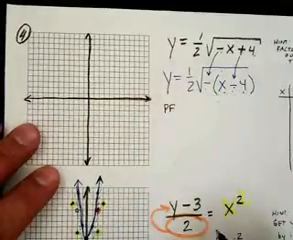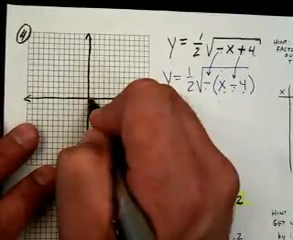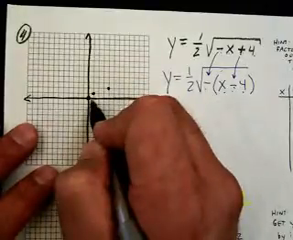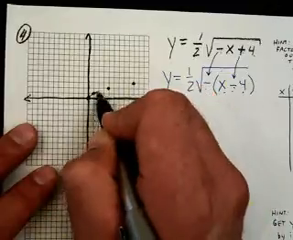So we go through our checklist here. First, we graph the parent function. The parent function for the square root is (0, 0), (1, 1), (4, 2), and (9, 3). There's your parent function in black.